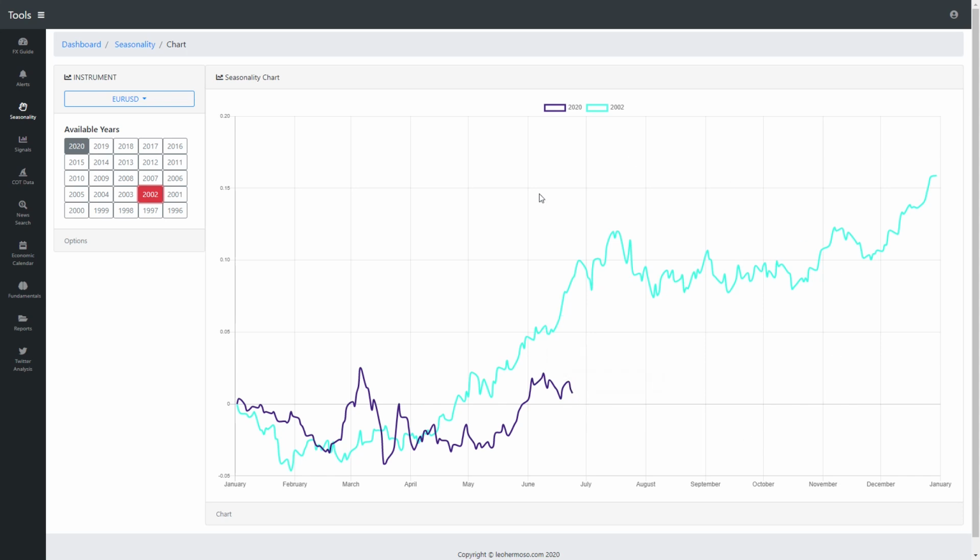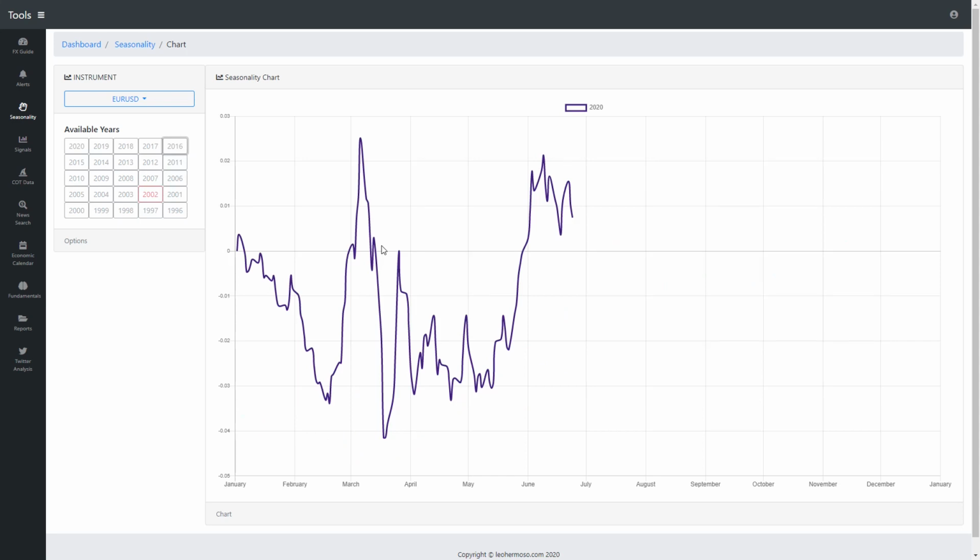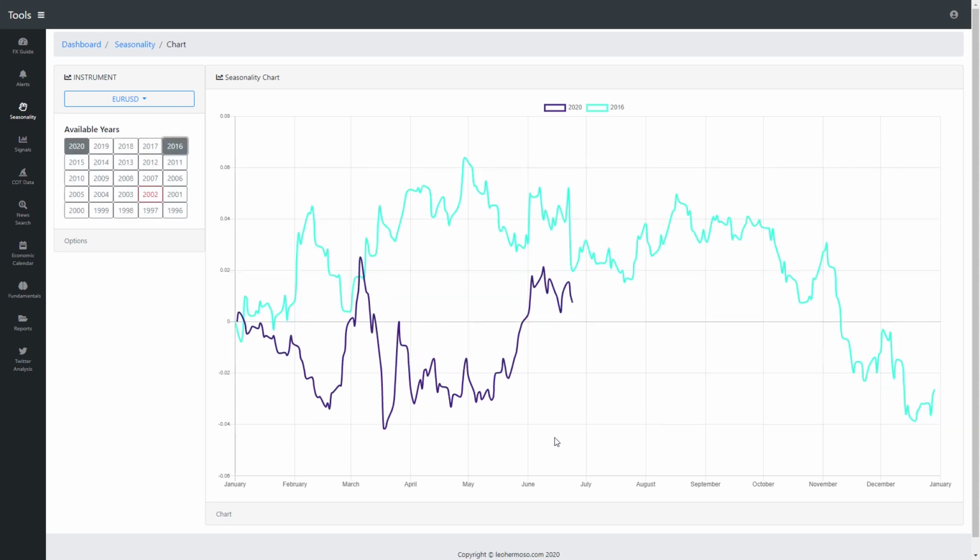We should expect more ranging from here to November, and this makes a little sense, because this year we have United States elections. So let's see what happened in that election year. Same thing: EURUSD just went sideways, and then after the election, we have a final move.